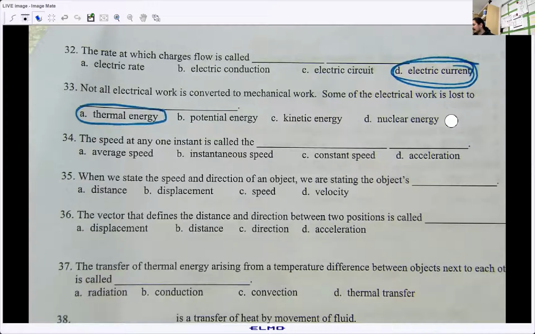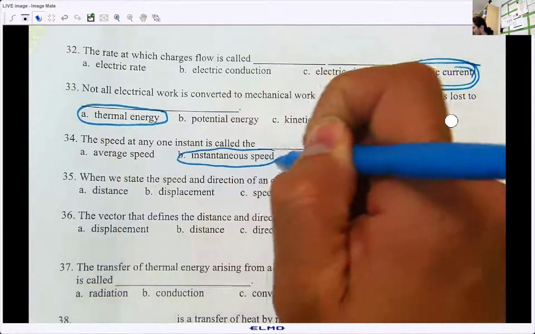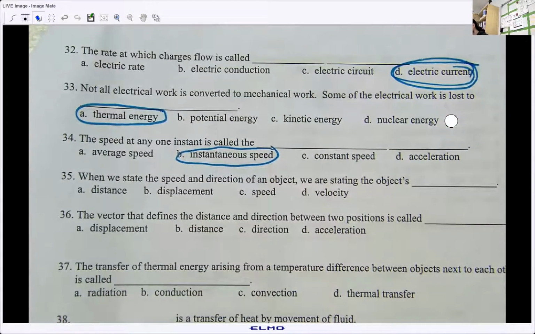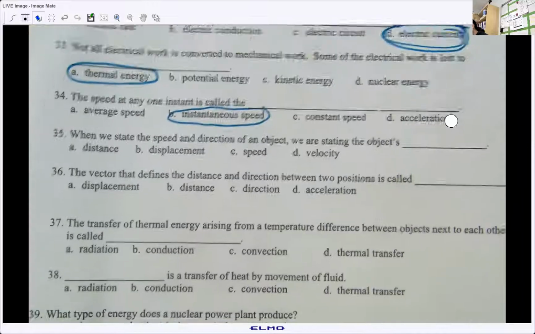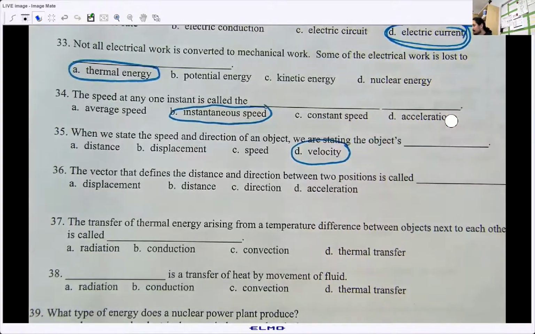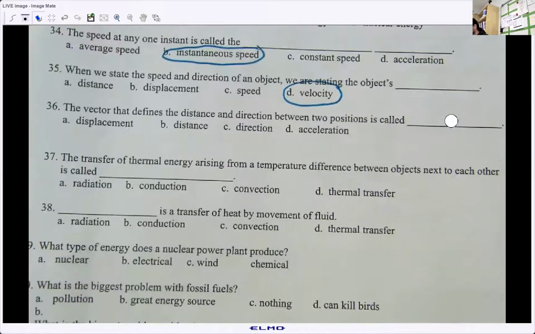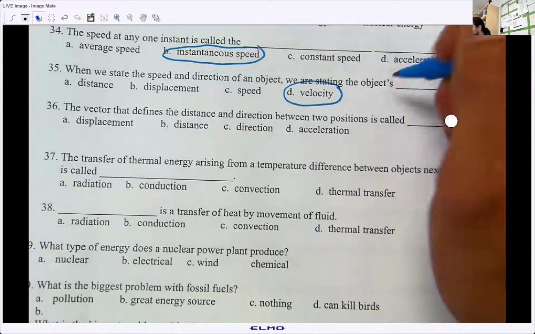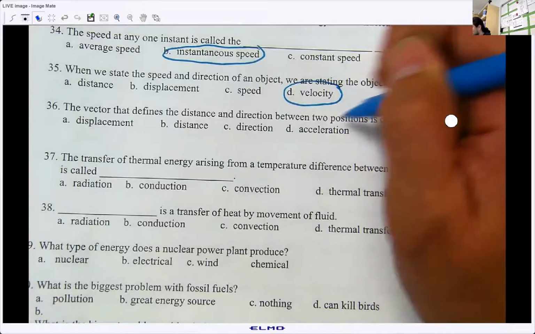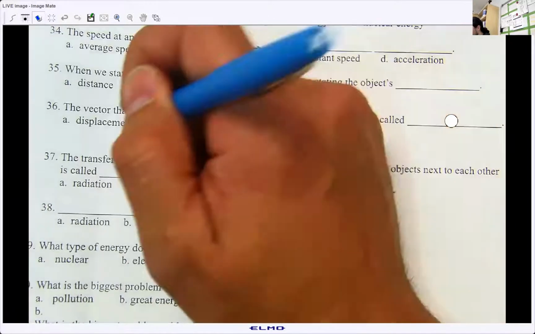All right, speed at any one instant is called instantaneous speed. Speed and direction is velocity. If it's just the speed, then we call it speed. Vector. Two positions is called displacement.